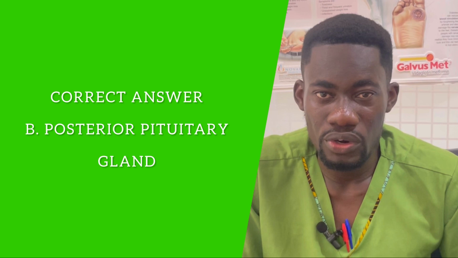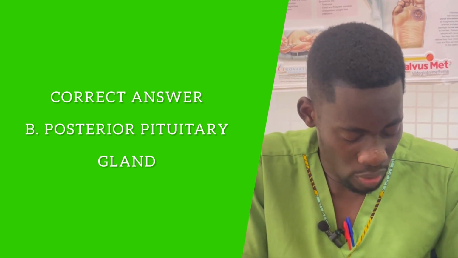So when the hypothalamus produces oxytocin and ADH, the correct site of the pituitary gland where it goes to store them is the posterior lobe of the pituitary gland. And so per this question, the correct answer should be the posterior pituitary gland, making option B our correct answer.